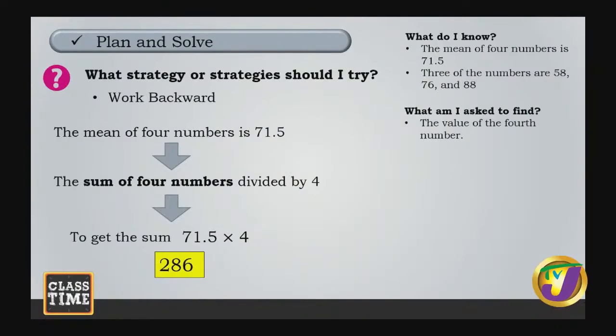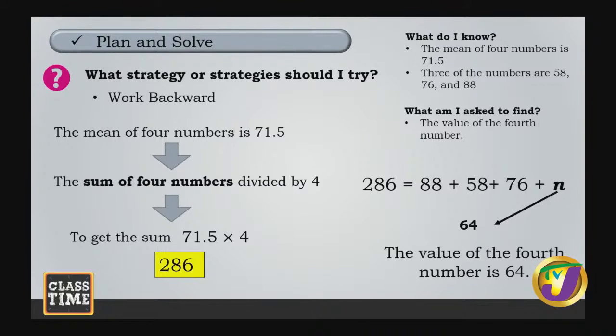So the 4th number would be 64. What you're saying is we would add 64, 76, 58, and 88 to get a total of 286. To find the mean of these four numbers, I would divide by 4 in order to get 71.5. So the value of the fourth number is actually 64. Working backwards, fun.